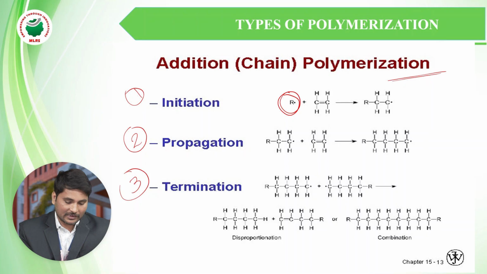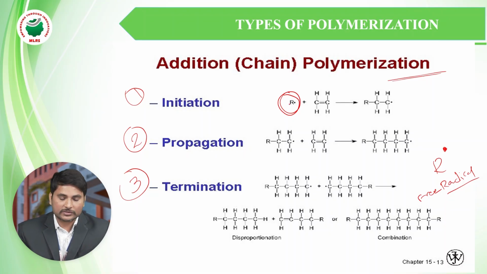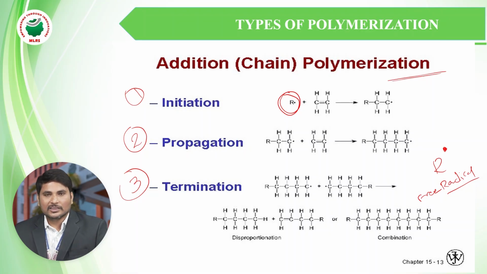Here we are taking R dot. This R dot is nothing but a radical. It is a free radical. To mention that free radical, we are using R with a star, meaning that it is a free radical. You know the free radicals are active species. They are ready to participate in the reaction.